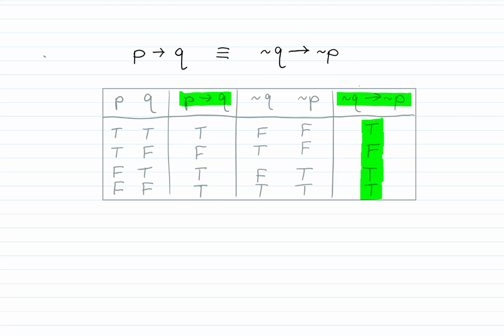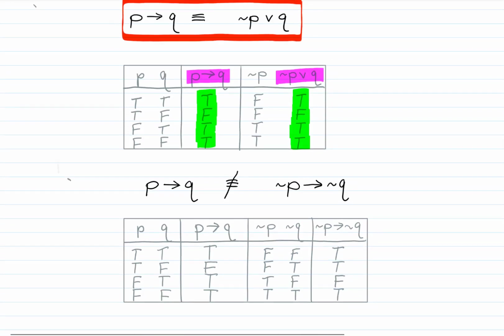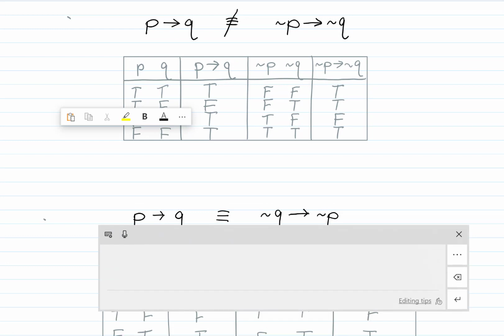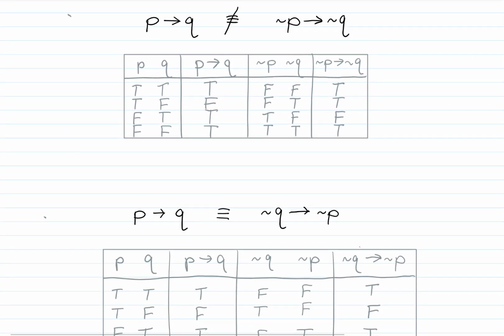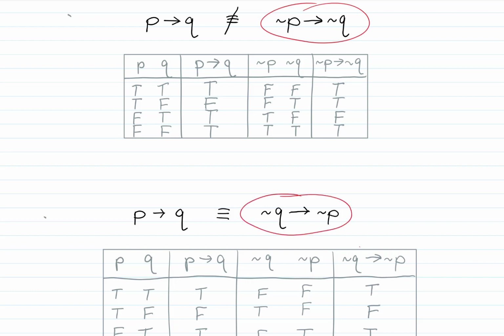Okay, and then there's one more I want to do. I don't know if you've been noticing which different possible combinations we've done and not done, but we started with P implies Q, and then we looked at this one. By keeping the order the same but negating both, that gives you the inverse, and it is not equivalent to the original statement. Here we negated both and changed the order. That gives you the contrapositive, and that is equivalent to the original statement.